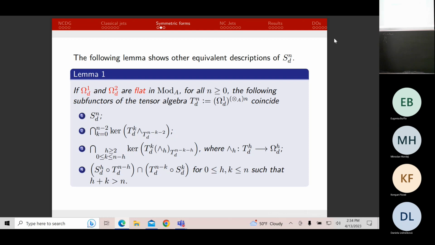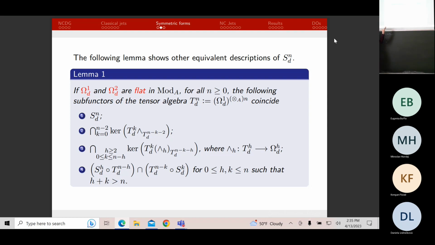Now, if we ask these mild conditions of omega 1 and 2 to be flat in mod A, which let me stress again is not a strong definition to us because omega-1 and omega-2 classically are vector bundles, so any reasonable notion of omega-1 and omega-2 should be at least flat. So if we have these two conditions, then we can interpret Sn in the tensor algebra, just like in the classical case. Not only that, but in particular, and this is the important one, we can interpret it as the intersection of the kernel of the wedge applied in each position.